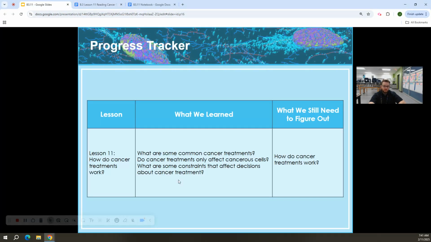What are some things that people consider when they're making these decisions? You know, is it the cost of it? Is it the side effects? Is it different things associated with that cancer treatment? Okay, and what we still need to figure out, which we really did figure out today, is how cancer treatments work. This kind of wraps up this lesson.